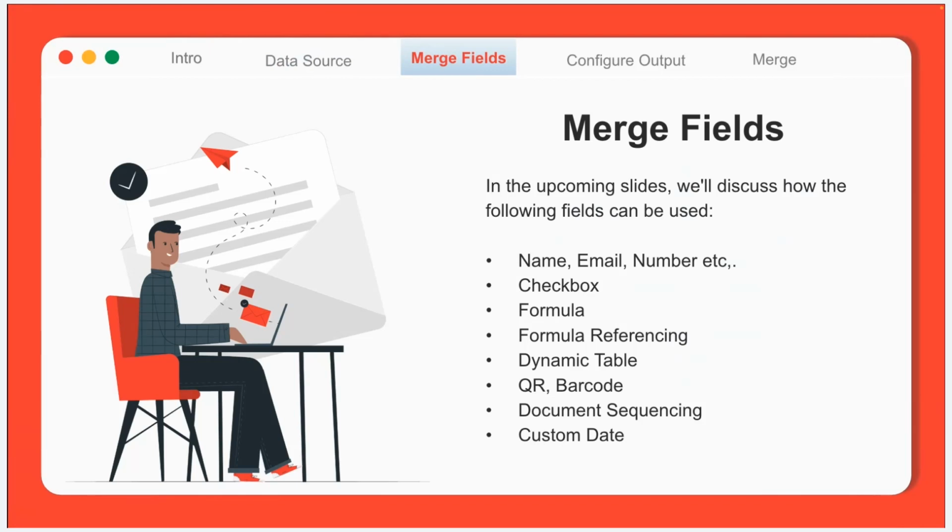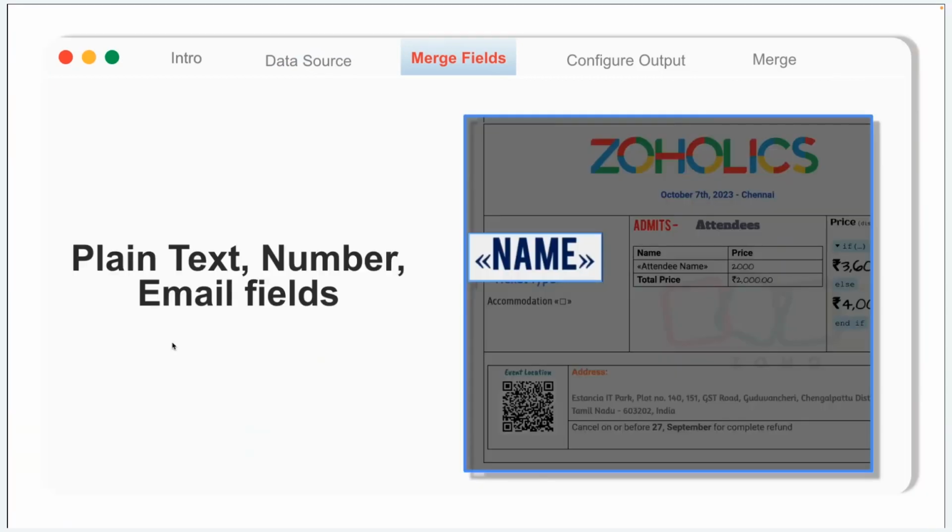We'll also be inputting a dynamic table, so something like subforms, QR codes, and barcodes. You'll also have the option to set up document sequencing, like setting up the ticket number, and also we have the process of setting up a custom date, not just a normal date field, a custom date field. So starting with plain text, number, and email fields. So these are simple placeholders that will just replace the name, number, and email fields.